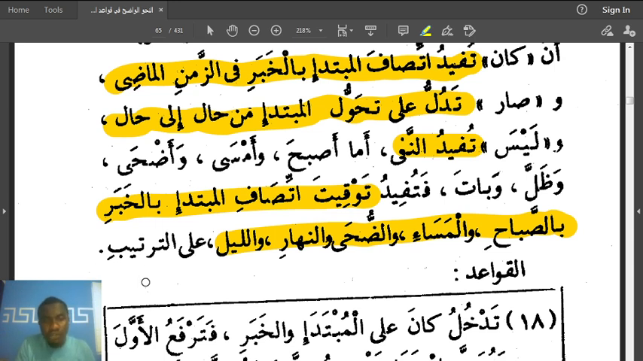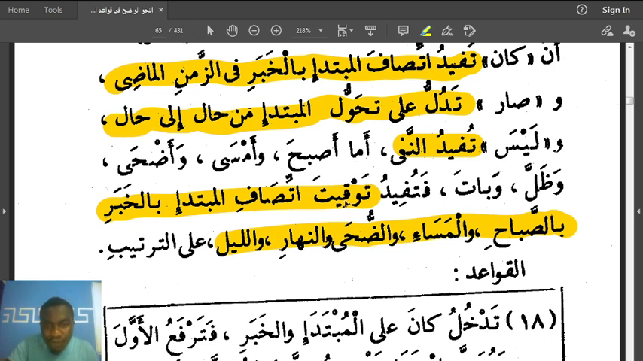They also mean اتصاف المبتدأ بالخبر, giving the مبتدأ the description of the خبر. Just the same sentence, الولد طويل, the boy is tall. This doesn't have a time factor. I'm just saying he's tall. But if I say أصبح الولد طويلا, I am describing him as being tall, but in the morning.